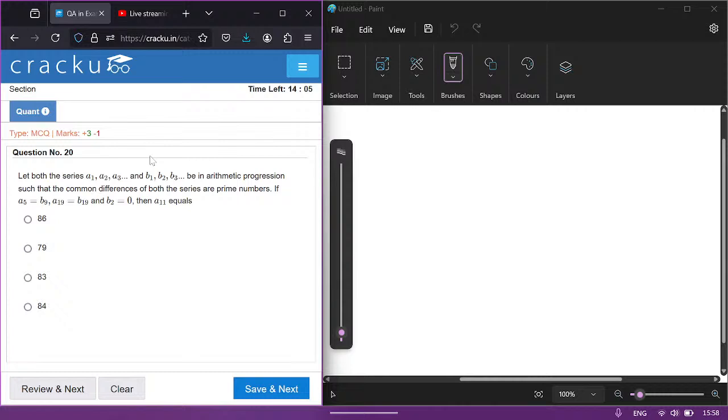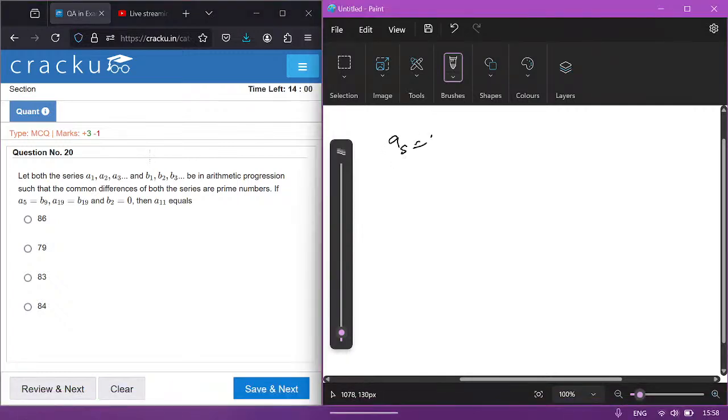A1 would be, so what we have, A5 is equal to B9. A19 is equal to B19, B2 is equal to 0, then A11 is equal to what? I think I have solved this question somewhere. I don't remember, but this is again a repeated question. I haven't seen the question paper of 2023, so this is either from a mock or a previous CAT, but I have seen very similar questions. Common difference is prime number. Okay, so.